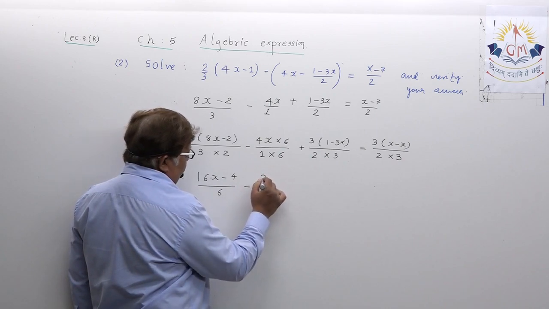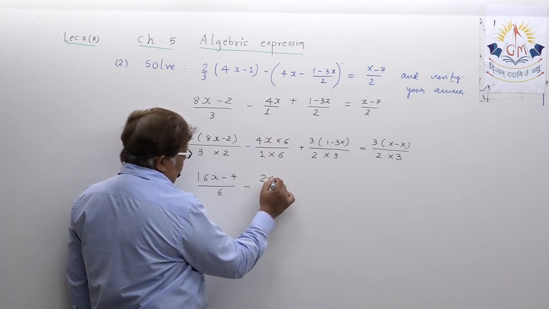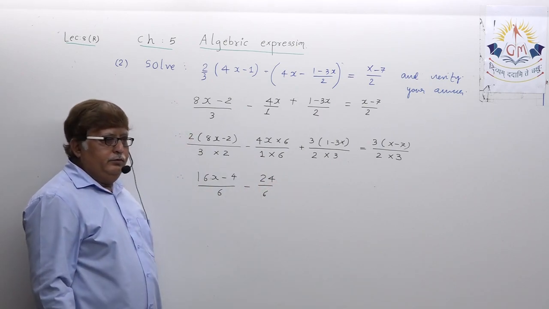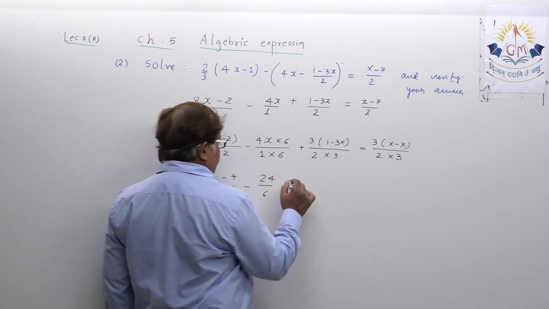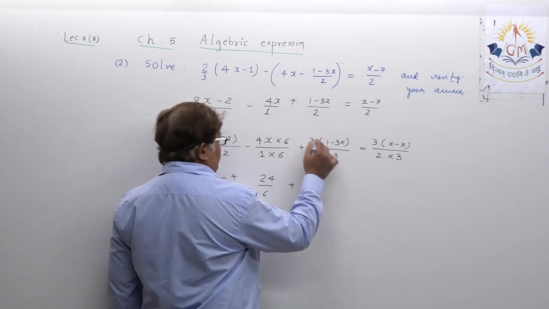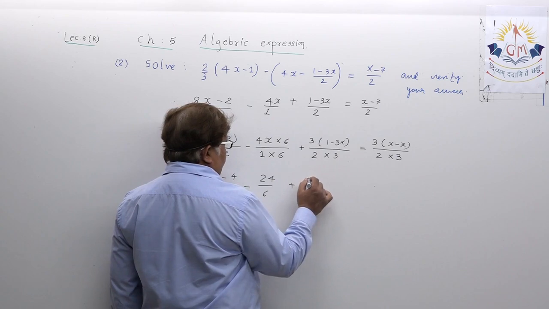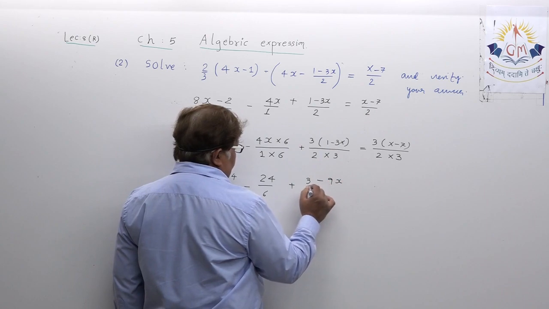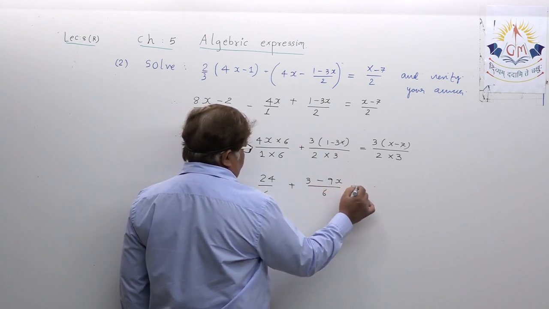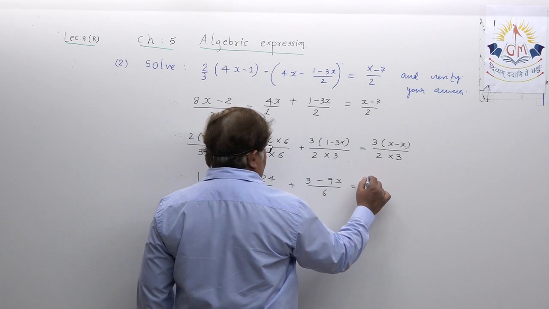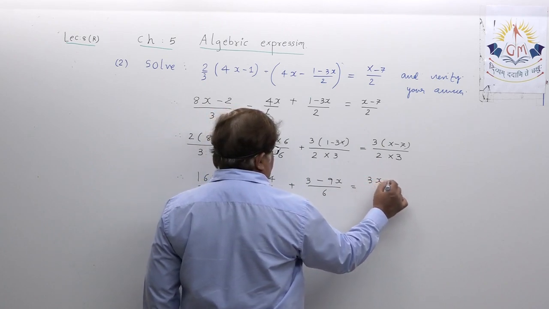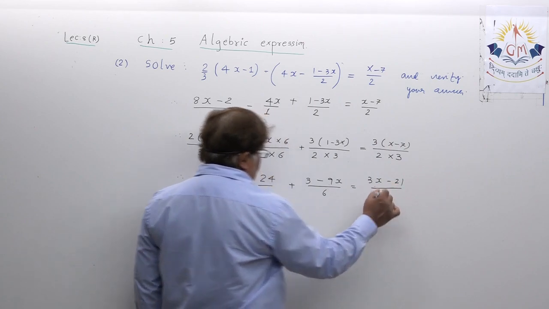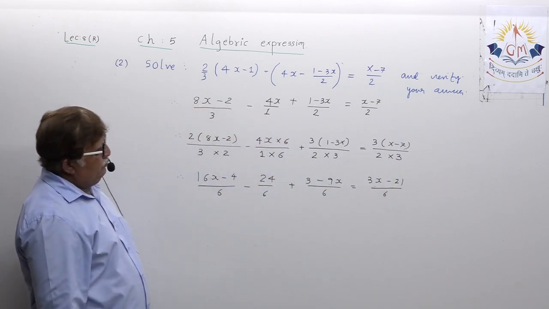Minus 4x into 6, 24 upon 6, plus open the bracket 3 1 ja 3, 3 3 ja 9x upon 6, open the bracket 3x 3 7 ja 21 upon 6.